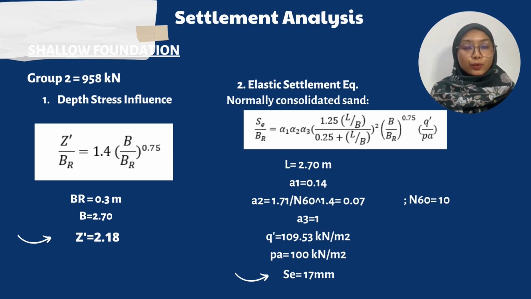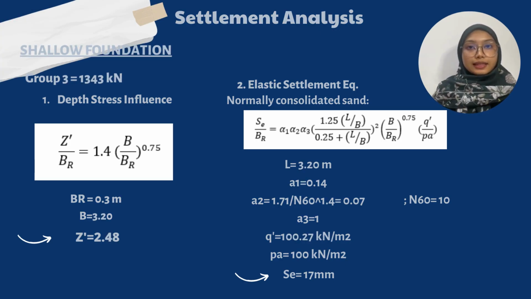And for group 2, with the load of 958 kilonewton, the depth stress influence Z prime is 2.18, and for the elastic settlement SE, we got 17 millimeter. And the last one, for shallow foundation group 3, with the load of 1343 kilonewton, the depth stress influence Z prime is 2.48, and the elastic settlement SE is 17 millimeters.